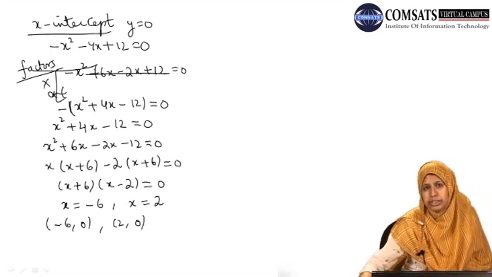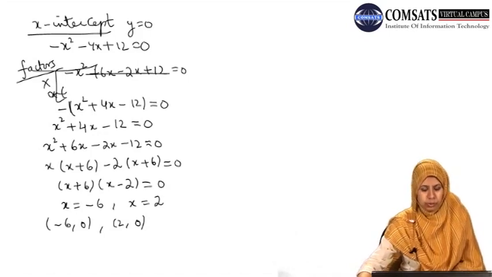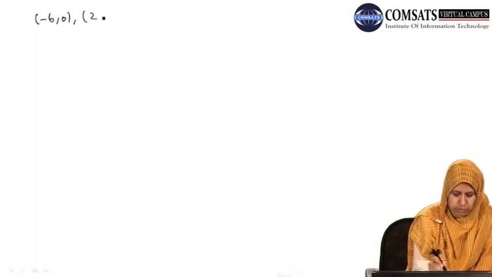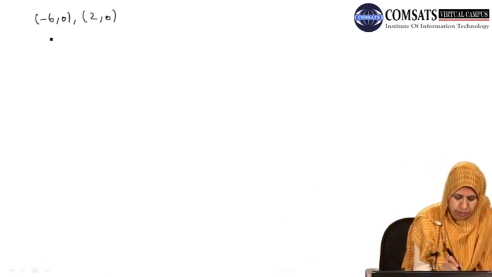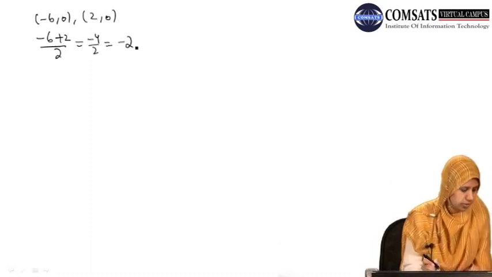Okay, now the only thing left to find is the vertex. If we look here, we have two x-intercepts, and the x-coordinate of the vertex we will find by using these two x-intercepts. Our two x-intercepts are minus 6, 0 and 2, 0. The x-coordinate will be minus 6 plus 2 divided by 2, which is minus 4 by 2, which is minus 2.